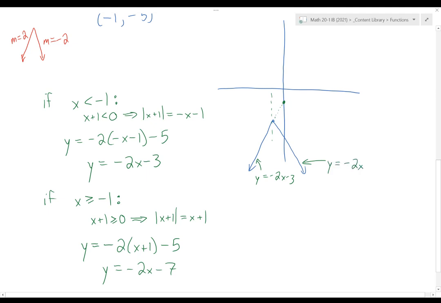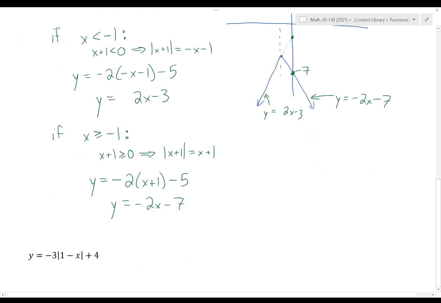Oh, sorry. I screwed up the first one. It should actually be positive 2x minus 3. This one is negative 2x minus 7. So positive 2x minus 3, I can see that line is going up. This one is going down, so negative 2x minus 7. And that y-intercept would be negative 7.